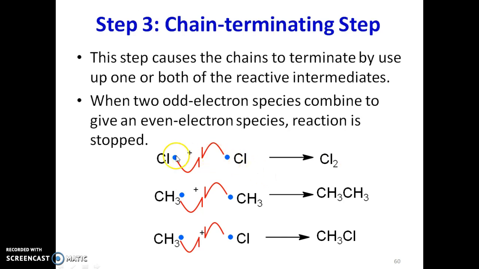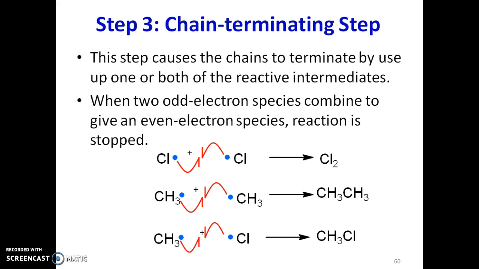Okay, so Cl free radical meets the Cl free radical, one electron meets one electron, so they will form one bond. So we do not form another free radical. So they will terminate the reaction, and the reaction will not continue again. Okay, that one is the chain terminating step.